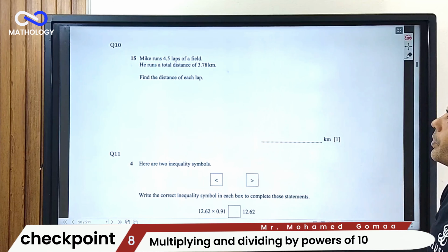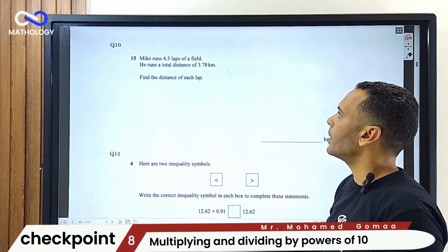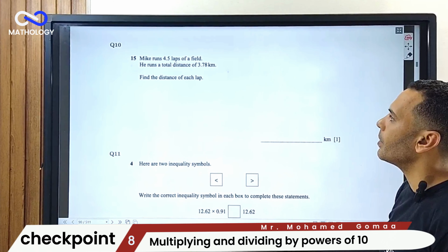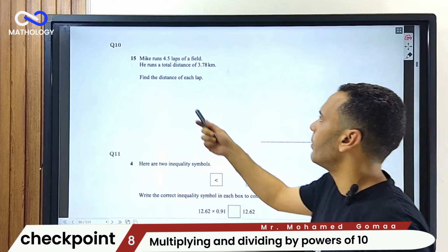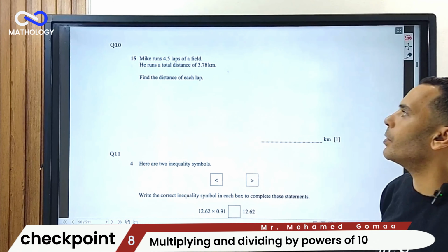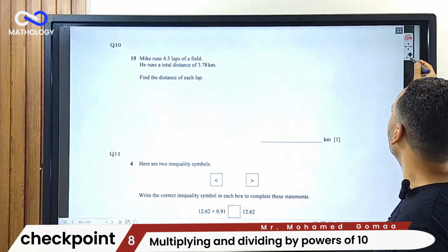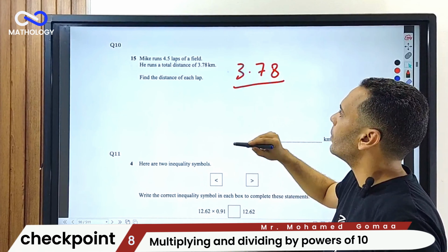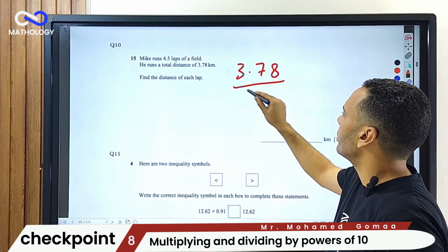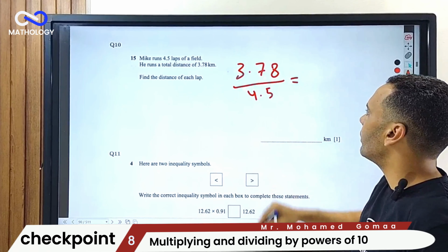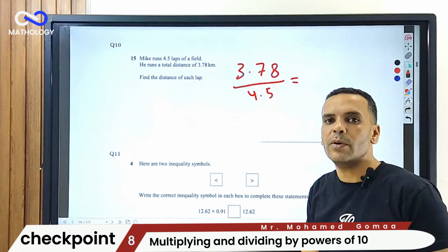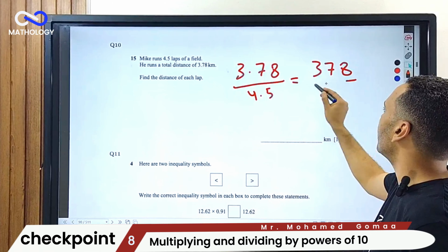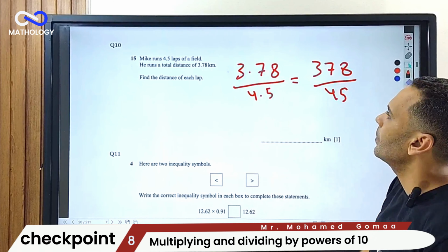Mike runs 4.5 laps of a field. He runs a total distance of 3.78 kilometers. Find the distance of each lap. We have the total distance and we have the number of laps. So we have to divide 3.78, the total distance, over 4.5 laps. To divide decimals, we have to make the divisor a whole number by multiplying by 10 over 10 here. It will be 378 divided by 45.